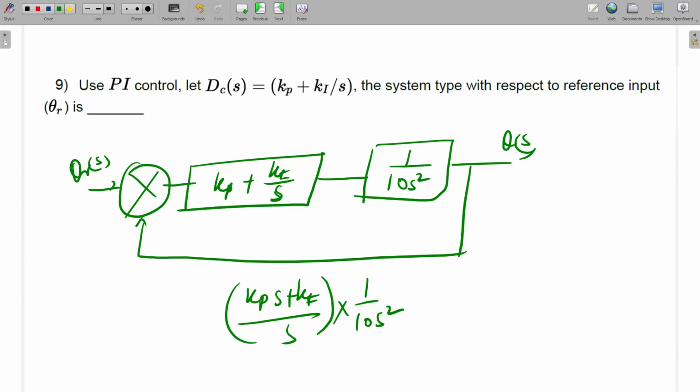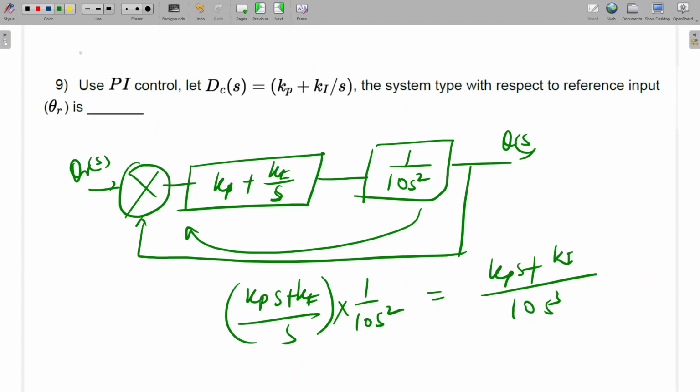But here, what is the type? No need to convert, because this is unity feedback only. We directly get Kp S plus Ki divided by 10 S cube. So the type will be 3. Three, sir. Okay, type is equal to 3.